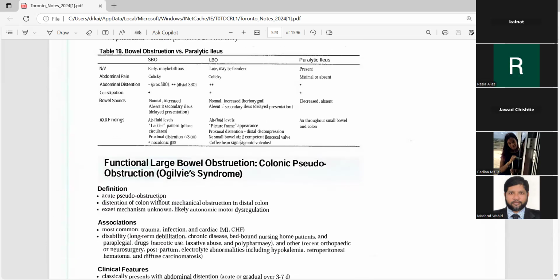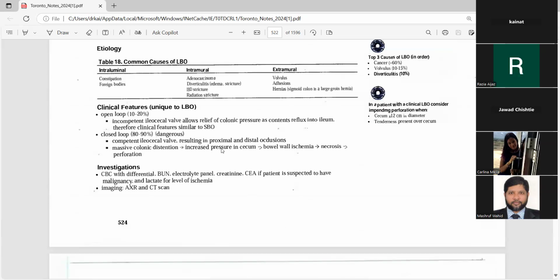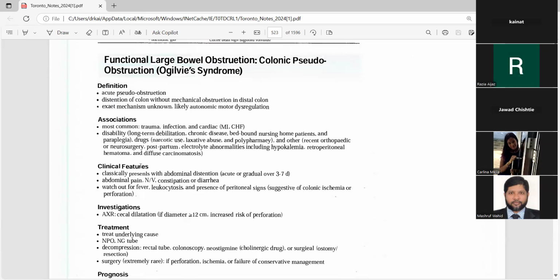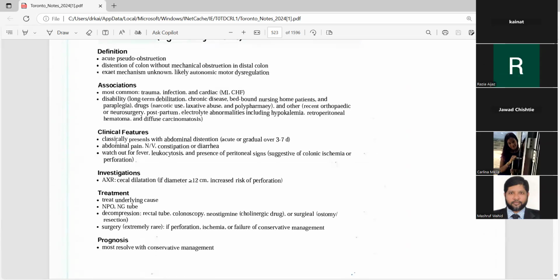Okay. This one is important, functional large bowel obstruction more than this one. This mechanical large bowel obstruction, the functional one is more important because a lot of patients present with this one. Acute pseudo-obstruction. Now, in this case, distension of the colon without mechanical obstruction in the distal colon. Then the clinical features are basically abdominal distension, nausea, vomiting, pain, constipation, diarrhea.